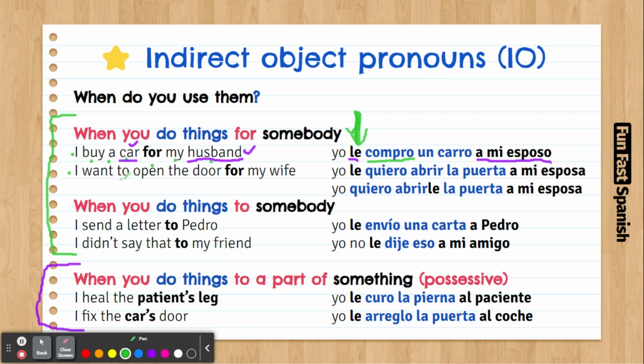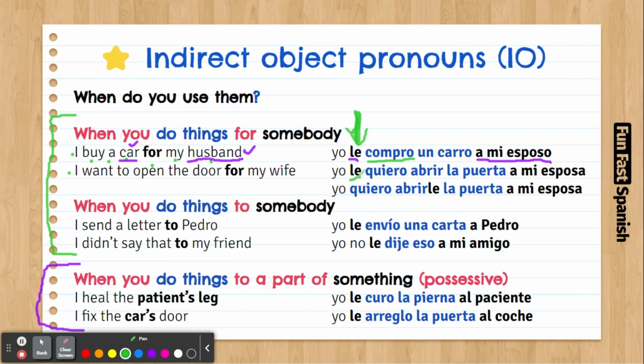I want to open the door for my wife. So you are doing something for somebody, right? So here is the other way around. It's the husband who wants to open the door for his wife. Yeah. So let's have a look at this one.